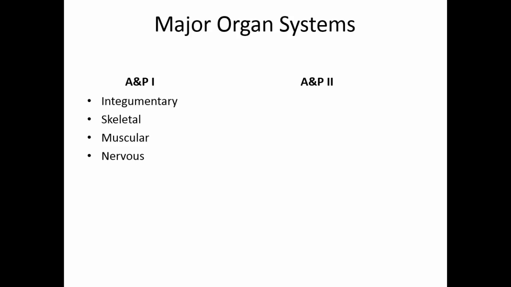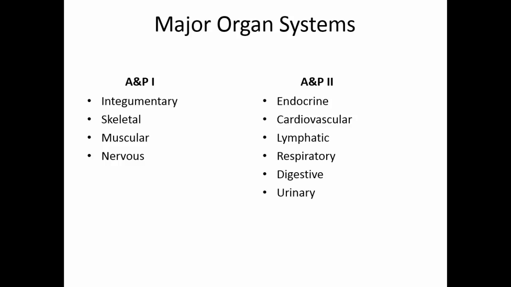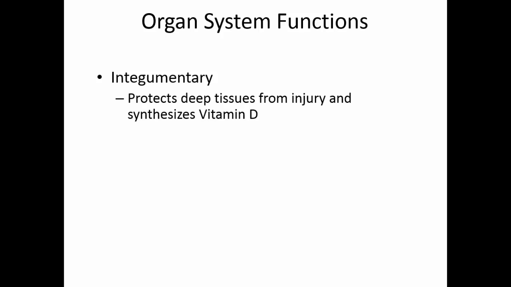The major organ systems that you'll study in anatomy and physiology: in A&P1, you'll study the integumentary system, the skeletal system, the muscular system, and the nervous system. In A&P2, you'll get the rest of them: endocrine, cardiovascular, lymphatic, respiratory, digestive, urinary, and reproductive. Let's look at the organ systems and their functions. The integumentary system protects your deep tissues from injury. Also, your integumentary system synthesizes your vitamin D.